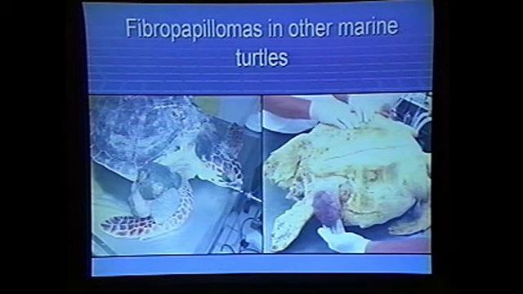Fibropapillomas also occur in species other than green sea turtles. They occur in the hawksbill turtle as well as the loggerhead turtle.